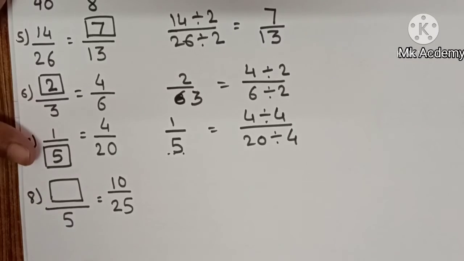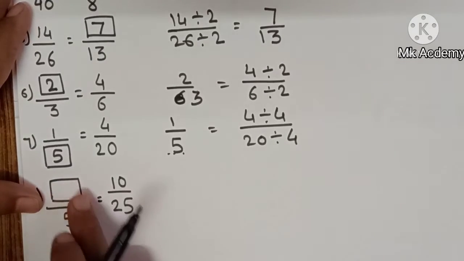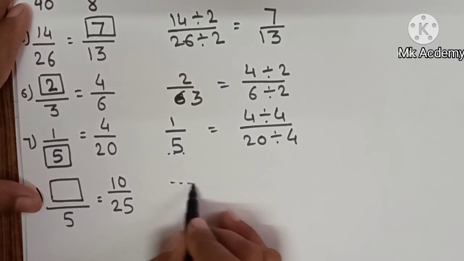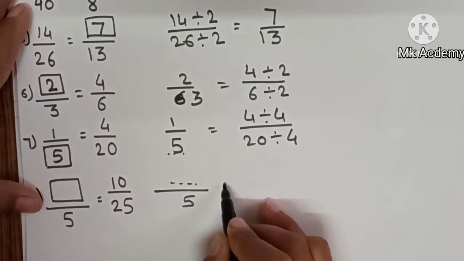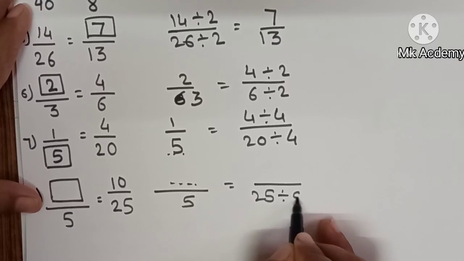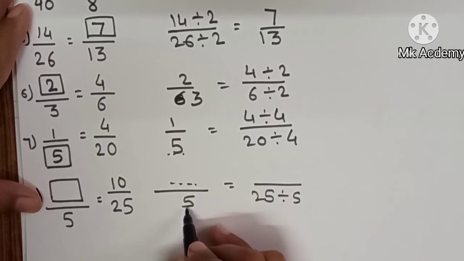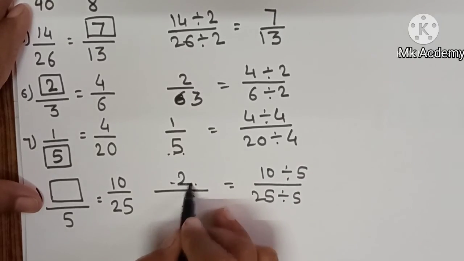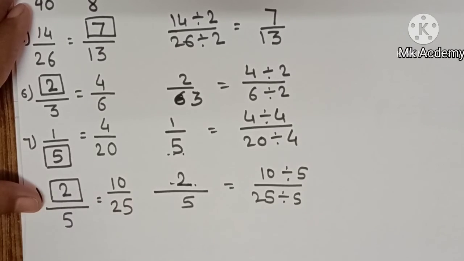Now example number 8. Box upon 5 is equal to 10 upon 25. Now if we divide 25 by 5, we get 5. 5 5s are 25. Therefore we can divide this 10 also by 5. 5 2s are 10. Therefore we have to write down 2 in the box.